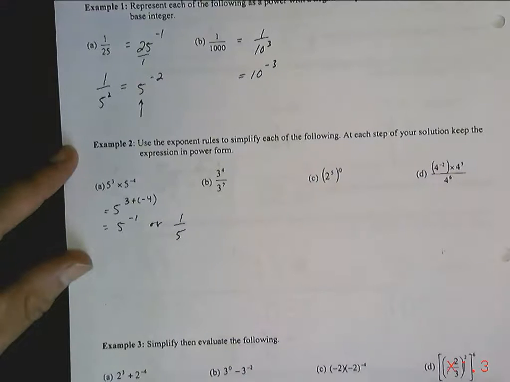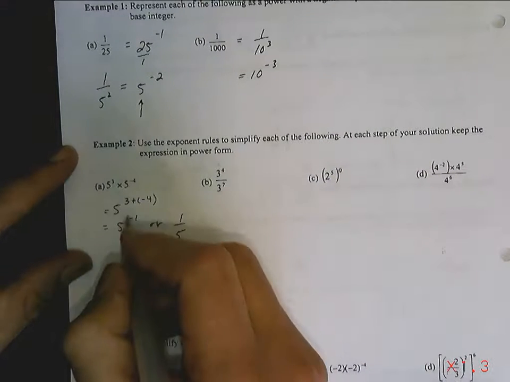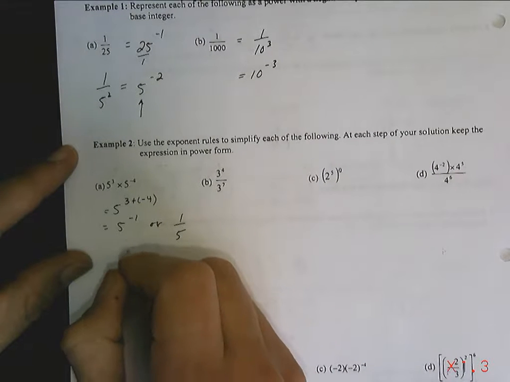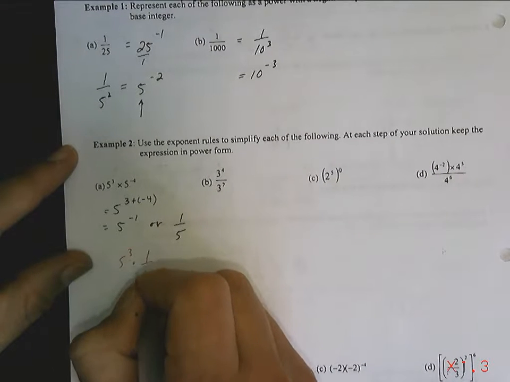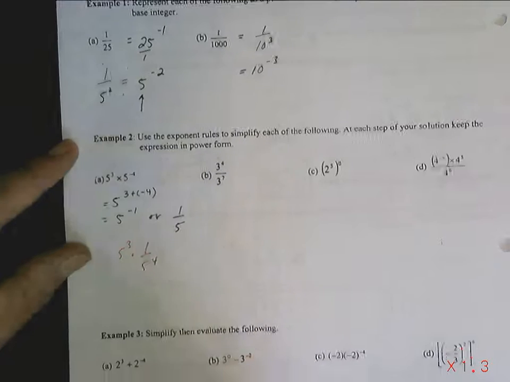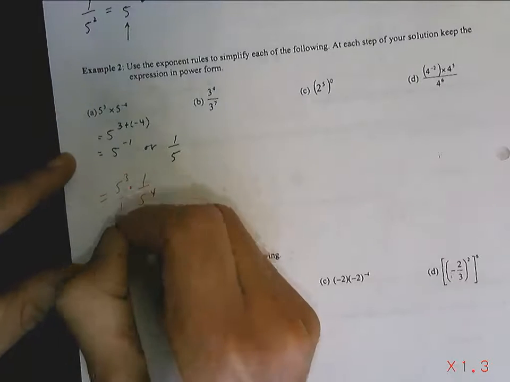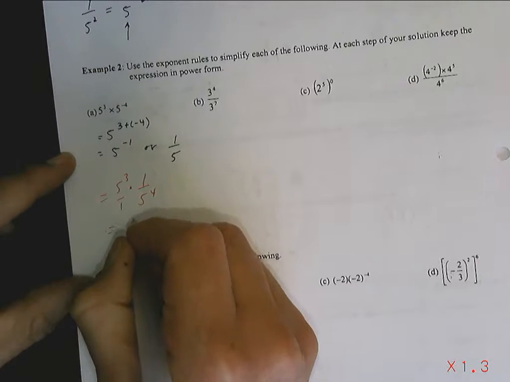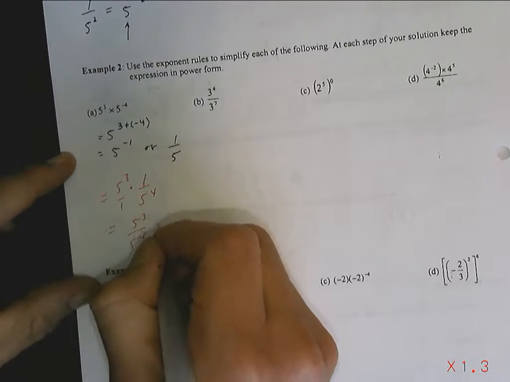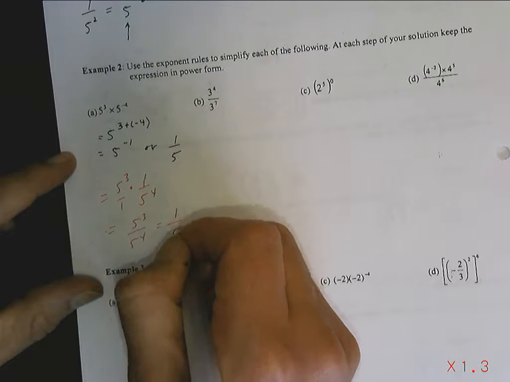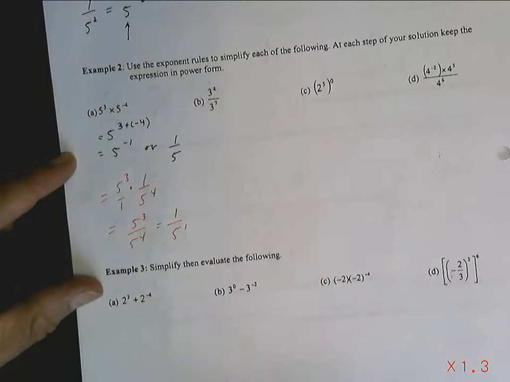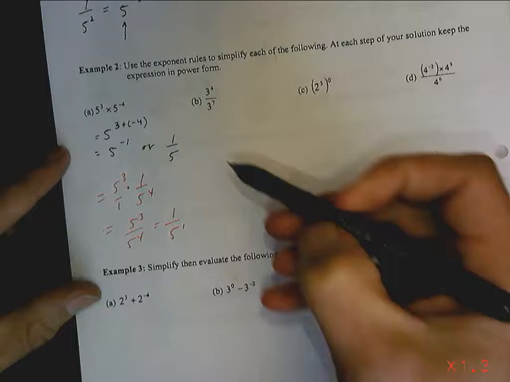Another way to do the exact same question is to look at these two and realize that this is 5 to the 3 times 1 over 5 to the 4. In which case it's top times top, bottom times bottom, 5 to the 3 over 5 to the 4. Where are there more 5s? On the bottom. How many more? 1. And again, it's just a different way of doing the exact same question. That's how I'm going to look at this one.